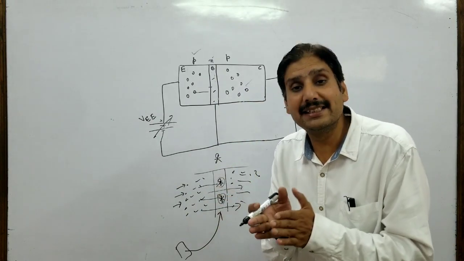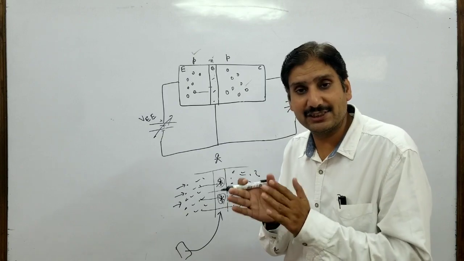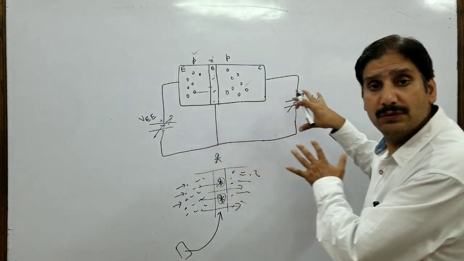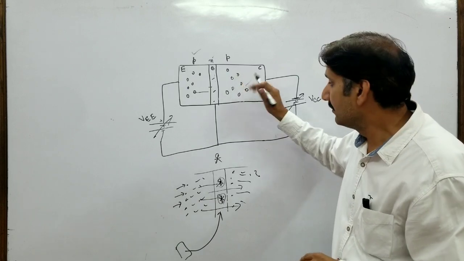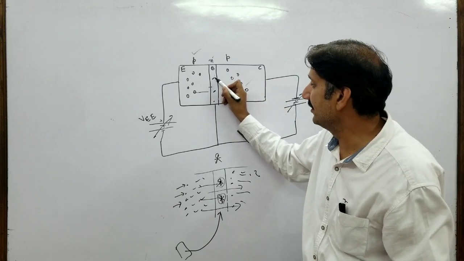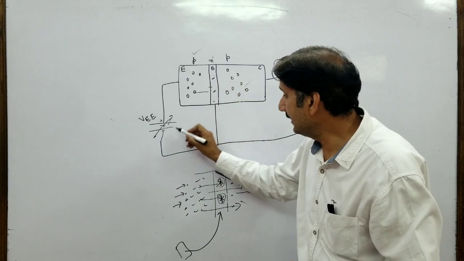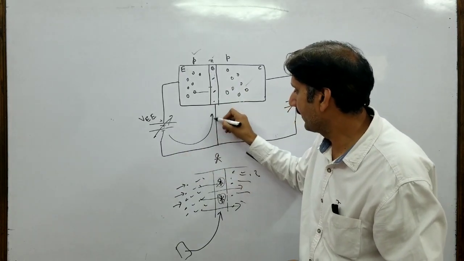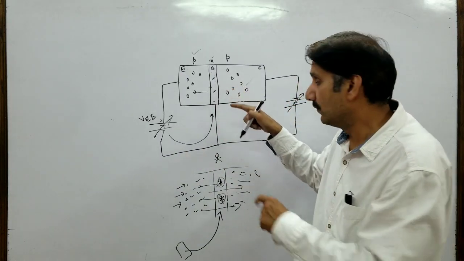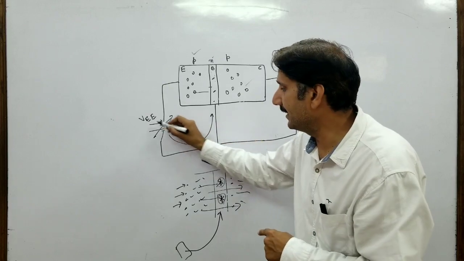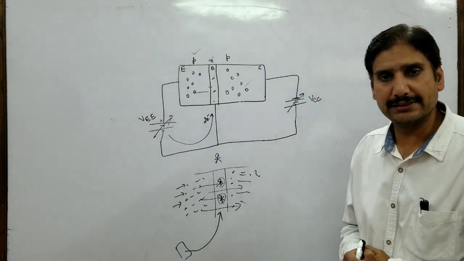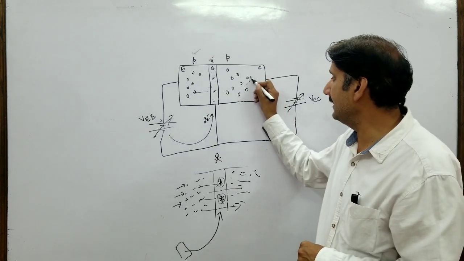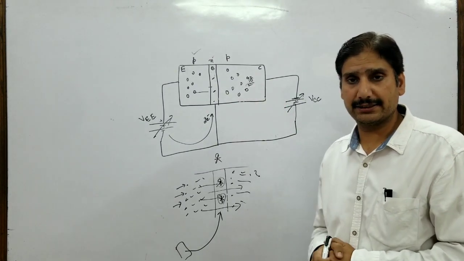Because the base is thin physically and it has a low doping level, most of the holes will cross over to the collector region. But since 2 electrons get neutralized in the base region, this deficiency of 2 electrons would be compensated by the negative of the battery. So 2 electrons go from this region, and the remaining 98 holes reach the collector region.